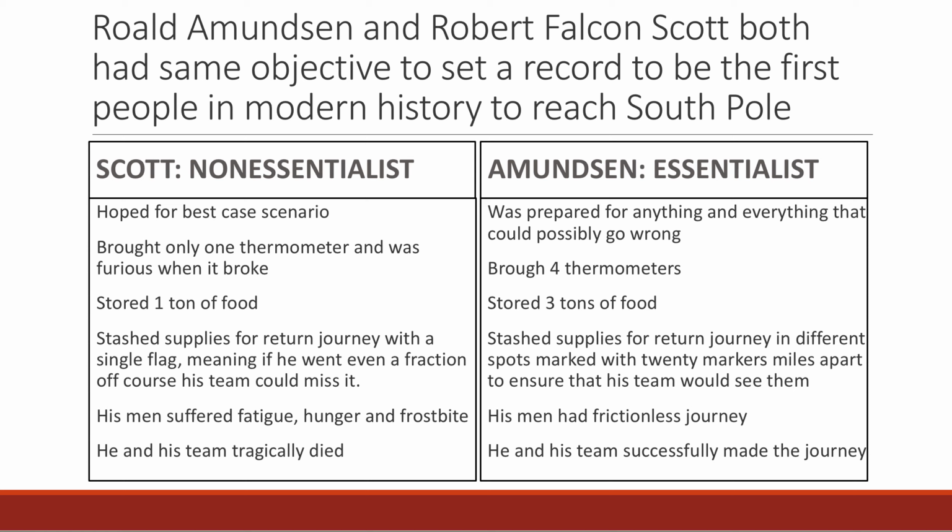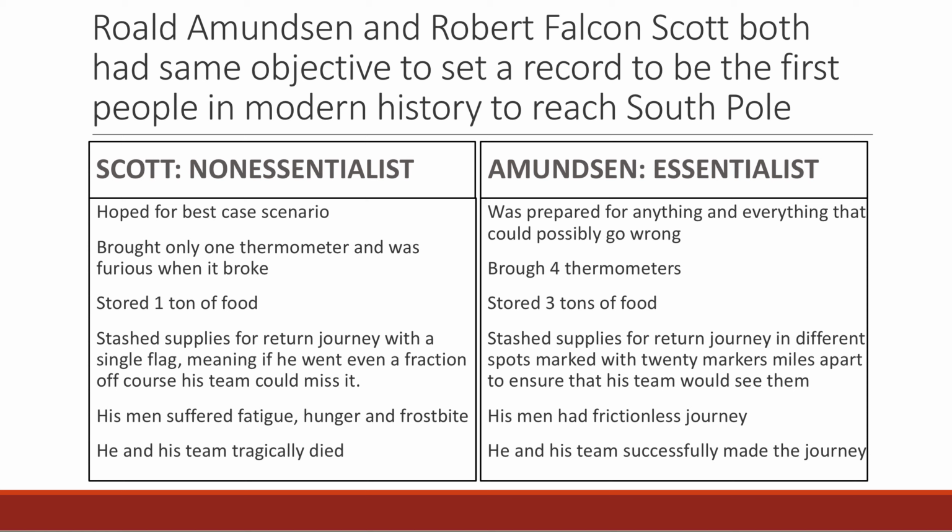Scott brought only one thermometer and was furious when it broke. Amundsen brought four thermometers. Scott stored 1 ton of food, whereas Amundsen stored 13 tons of food, and this was for about 17 men in their group. Scott stashed supplies for the return journey with a single flag, meaning if he went even a fraction off course, his team could miss it. Amundsen stashed supplies for the return journey in different spots marked with 20 markers miles apart to ensure that his team would see them.